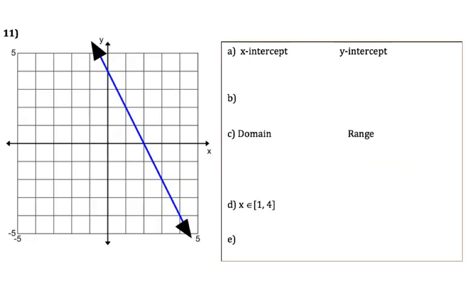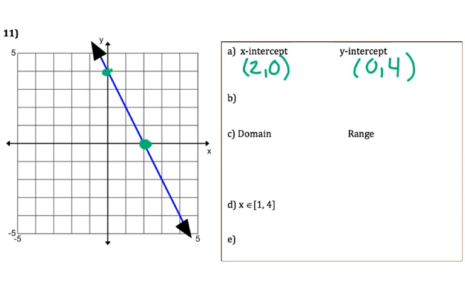Number 11, we're going to repeat the exact same thing we did the last one. So the first thing we need to do is find the x and y intercepts. The x-intercept is where our graph crosses the x-axis, which is this point here. So the x value is 2, the y value is 0. So (2, 0). The y-intercept is where our line crosses the y-axis. So that's this point here. And that value is 0 for x and 4 for y. So the point (0, 4).